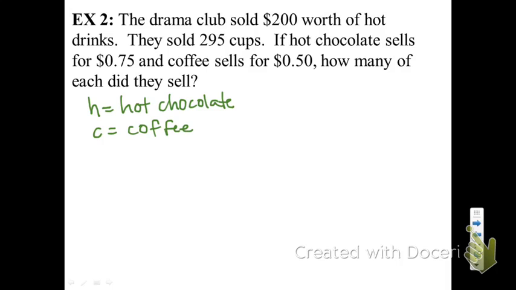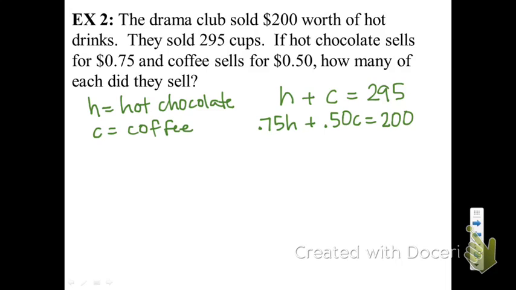And then I'm going to go back to my word problem and figure out what this means. It says they sold 295 cups. So together, hot chocolate and coffee, there were 295 cups. Then it says if hot chocolate sells for 75 cents each, I would go 75 cents for hot chocolate. And coffee sells for 50 cents, 50 cents for coffee. How many of each did they sell? But it says that they did sell $200 worth.